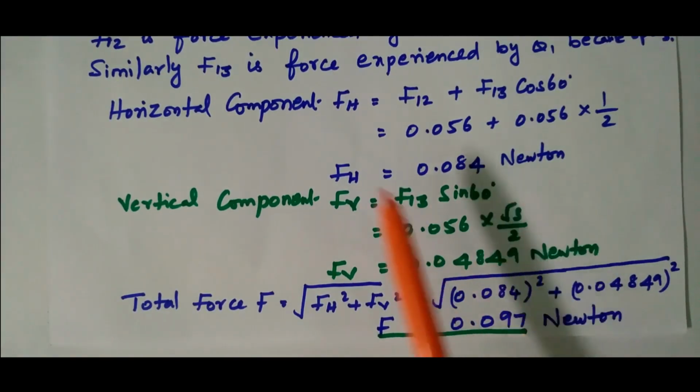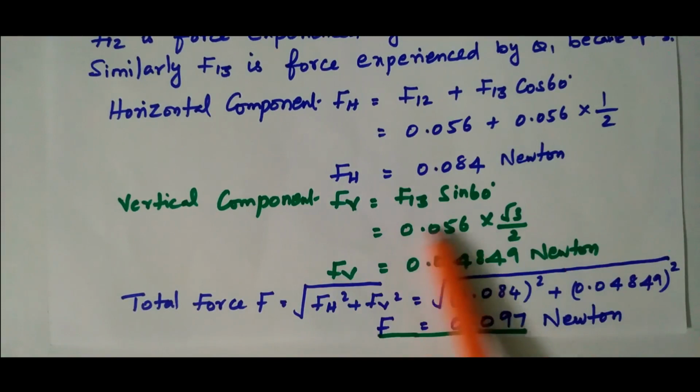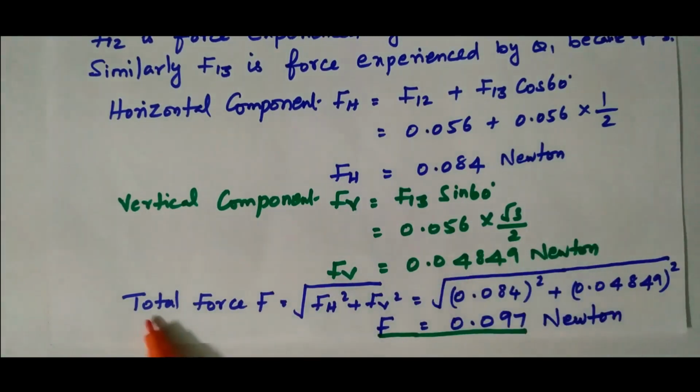Now we have the horizontal component and the vertical component. Then we can find the total force, that is nothing but the square root of FH square plus FV square. By substituting the values, we got 0.097 Newton. So finally what we got? 0.097 Newton.